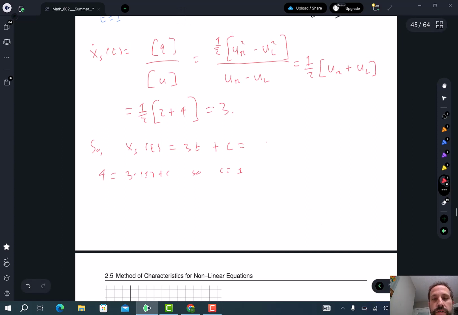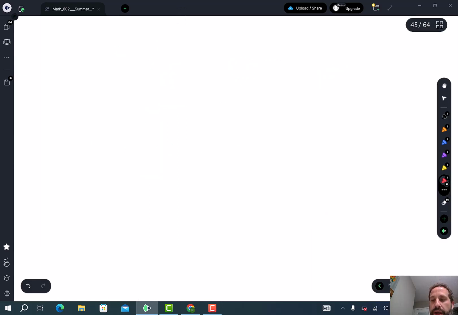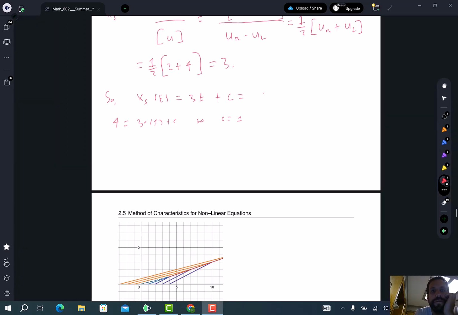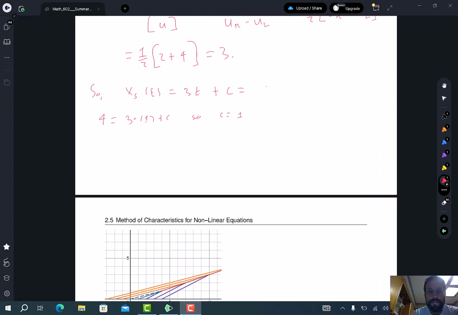So this is going to be equal to 3t plus 1. Sorry, things are messing up. My pen has stopped working and I can't write anymore. So that's going to be the solution: x_s of t is going to be equal to 3t plus c.